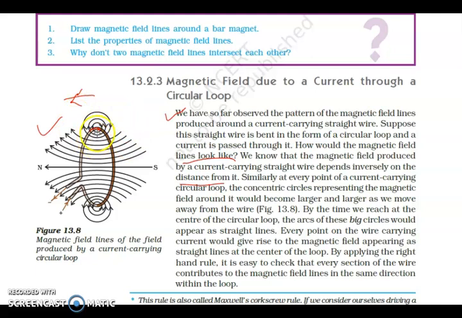Since the current is flowing in this direction, when we place our thumb towards this direction, towards the right side, and give a curl to the fingers, the curl will be along this direction, in this way, right?